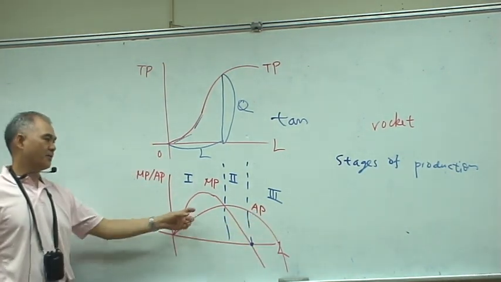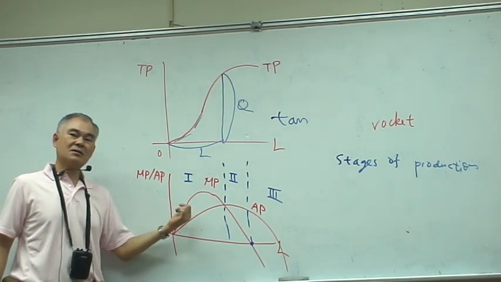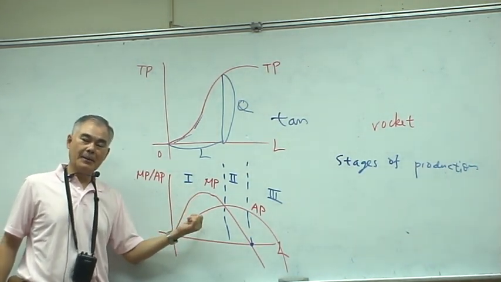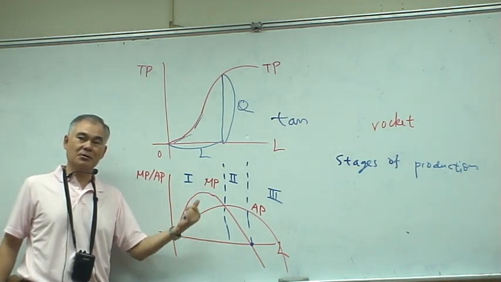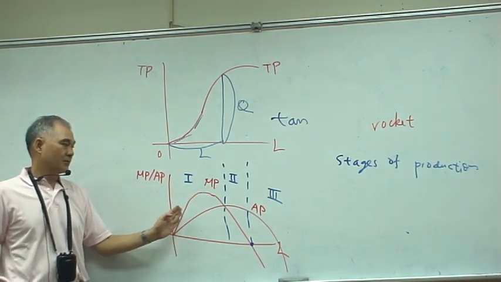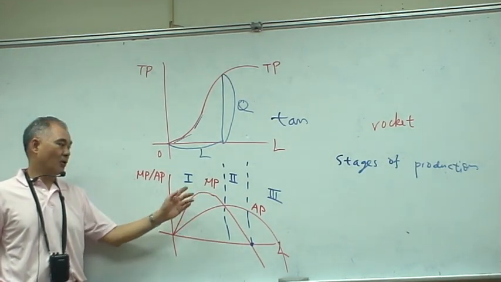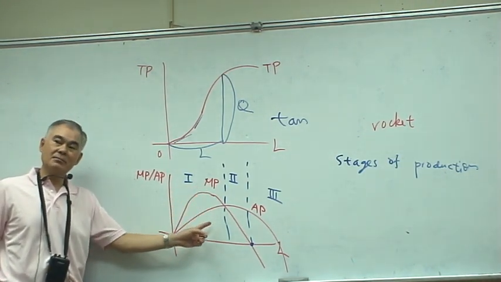Okay? But what about the first stage? It is a little bit difficult to elaborate. And generally it takes a little bit more mathematics to deal with it. But you can tell at this point, okay, at this point, the marginal product is still going up, right?